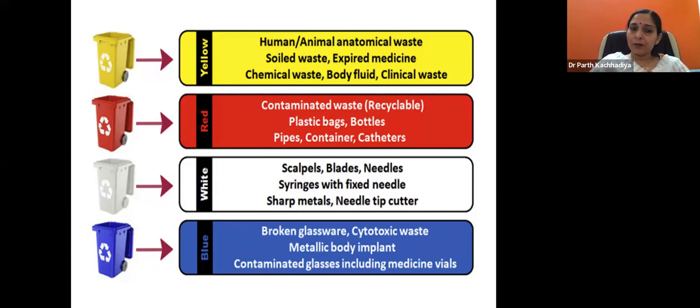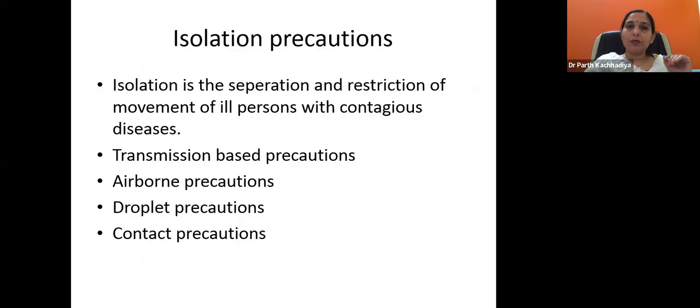And the fifth, the blue color one, is for the broken glassware, cytotoxic waste, metallic body implant, contaminated glasses, including medicinal vials. So this color coding you need to keep in mind at any point of time, even if you are woken up from your sleep, you should be able to answer which thing has to be discarded or disposed of in which color container.